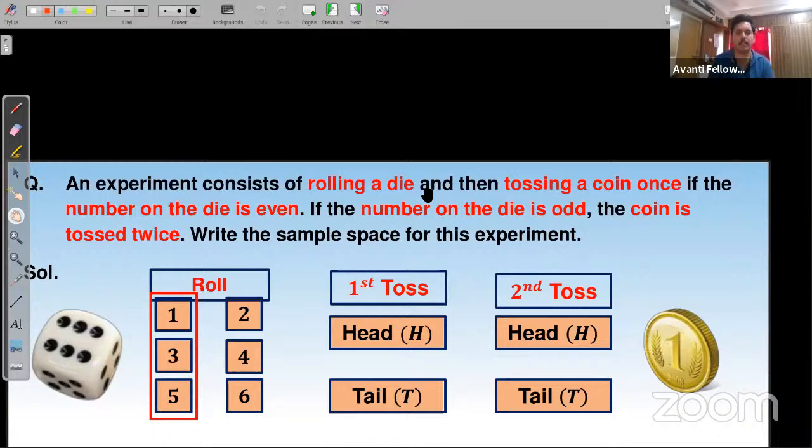I'm reading the question, guys. An experiment consists of rolling a die. I'm rolling a die, and if the outcome is even, then I will toss a coin. And if my outcome is odd, the coin is tossed twice. I will switch on the timer for this one. I need answers from you.